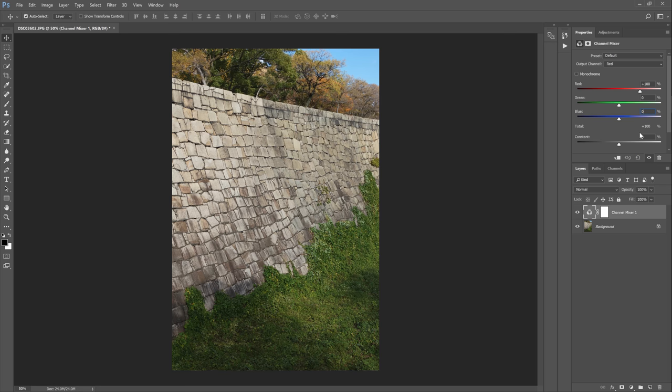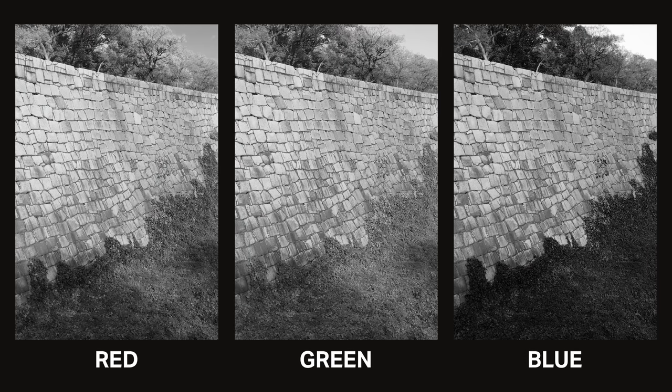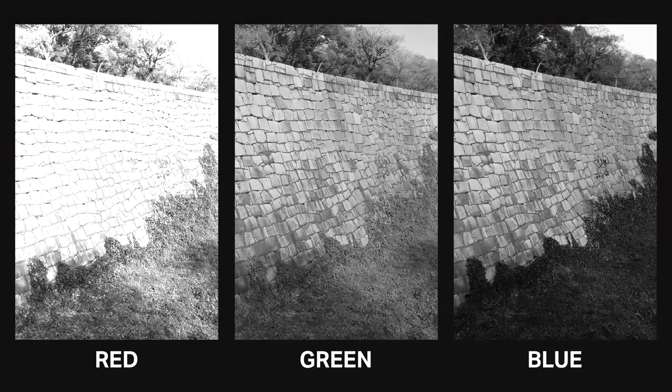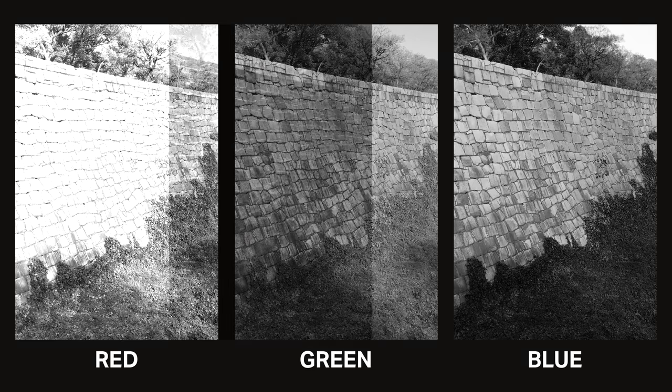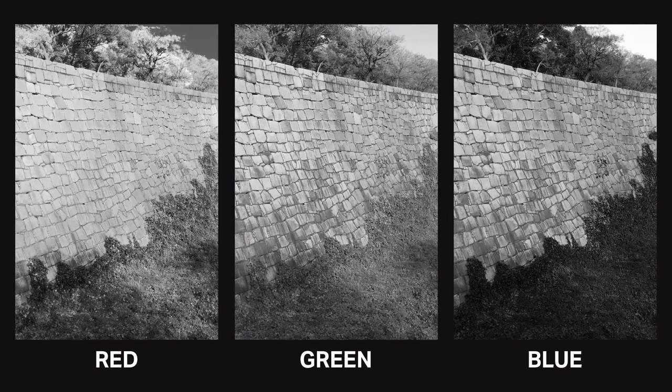But how do we use it to make your photo more vivid? Here's how to do it. Start with the red channel, set the red to 200, green to -50, and blue to -50. This tells Photoshop to regenerate the channel using 200% of the data from the red channel, -50% from the green channel, and minus another 50% from the blue channel.